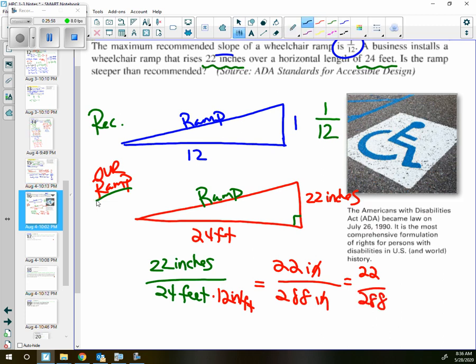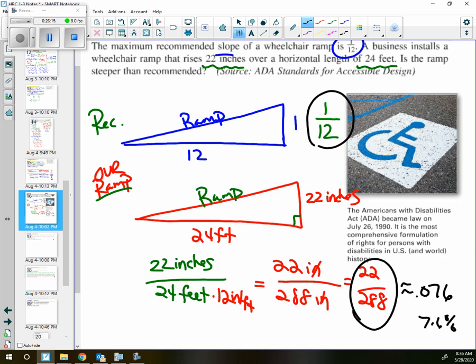So how are you going to compare these two fractions? What might be the easiest way to do that? Well, a lot of people take a look at what the decimal equivalent is. So this is about 0.076, which would be like a 7.6% grade or steepness. The 1 divided by 12 is 0.083, so 8.3%.